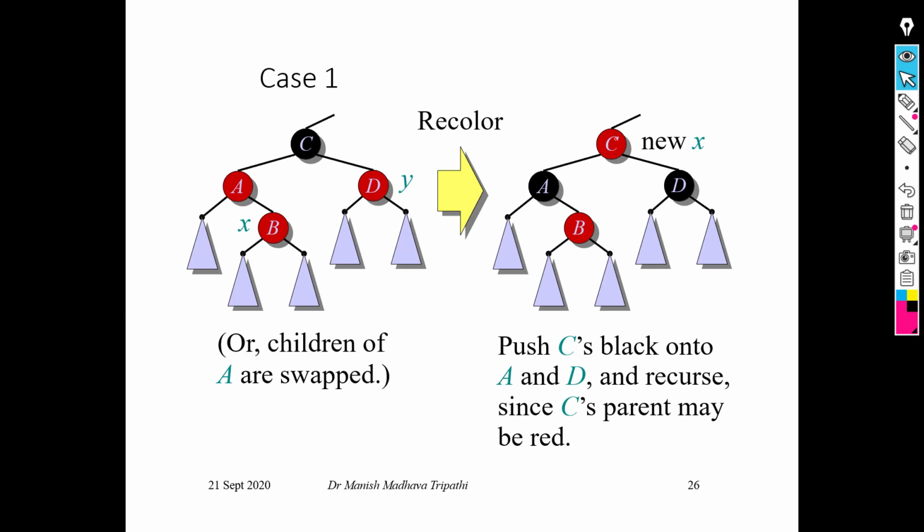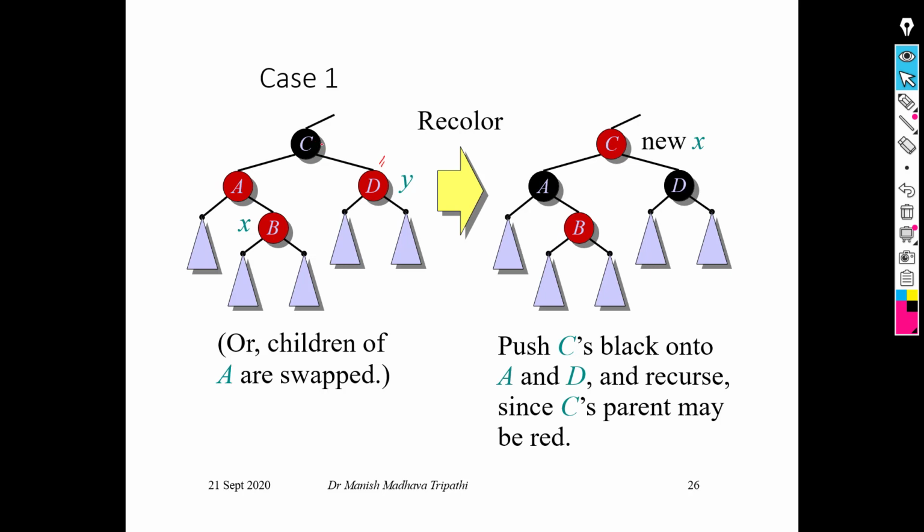Here case number 1, 2 and 3 have been demonstrated by this case. As I already said, in case number 1 the uncle was red. So here you can see that D is the uncle and it is red, and beside this uncle, X and its parent are both red also. Okay, and the grandparent is black.